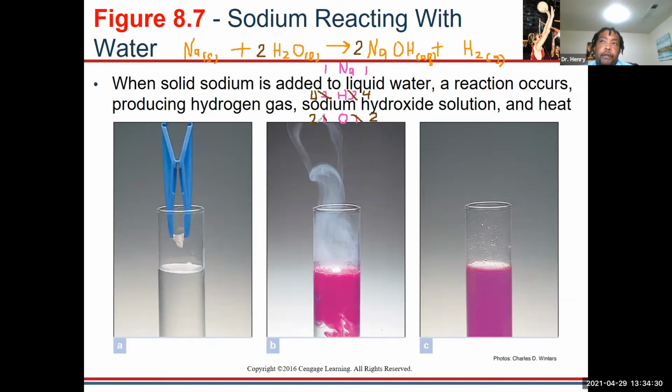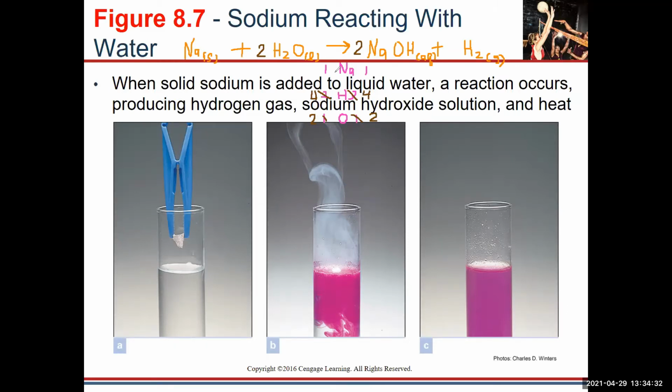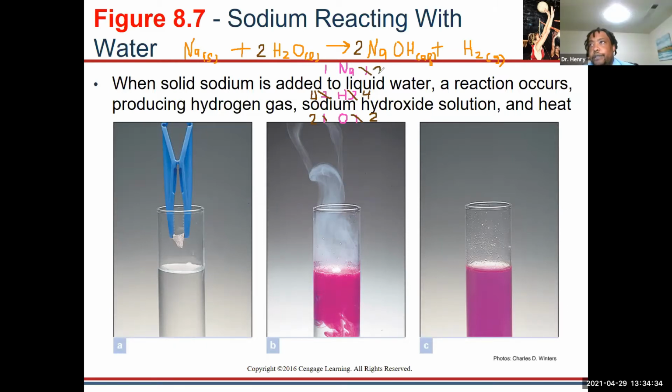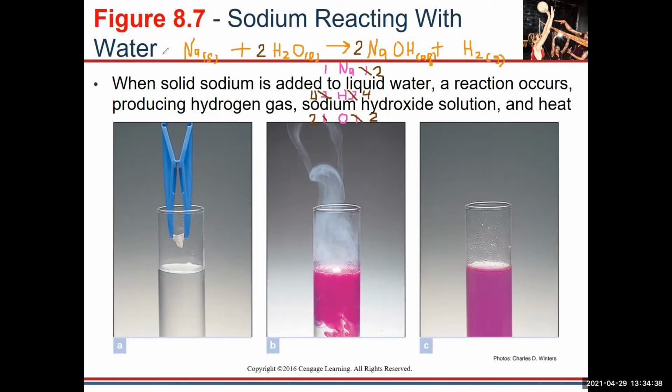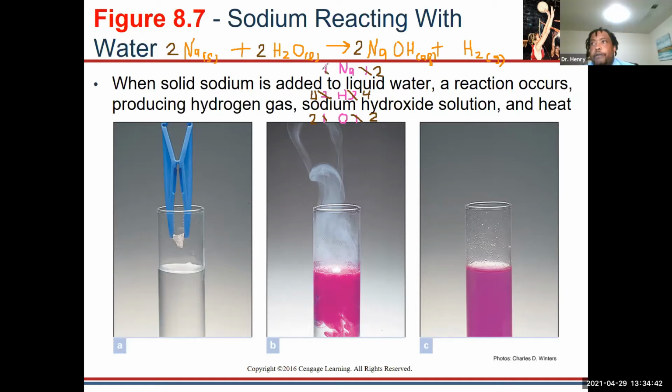Now what about my sodium? No, because I have 2 over here. So I need to put what in front of this sodium? 2. Okay. So now is it balanced? Yes. Okay, again, bread and butter of chemistry.